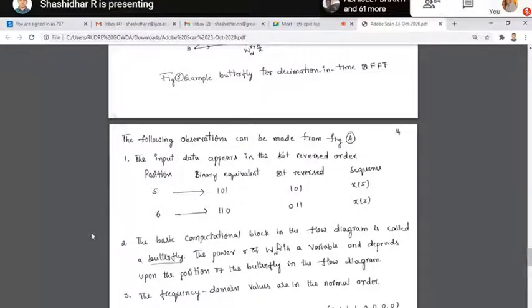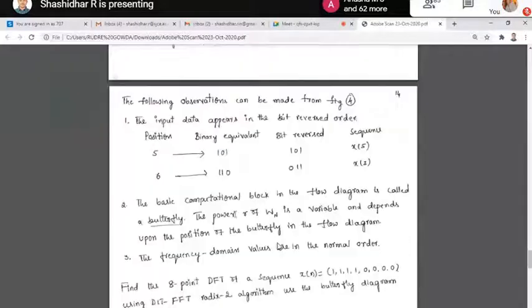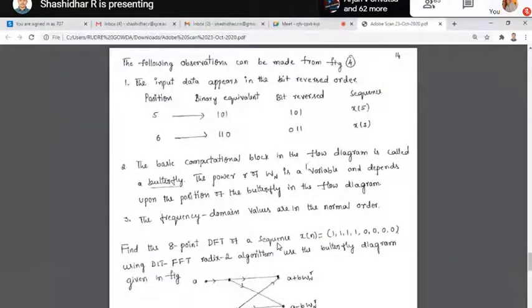So the first point is that the input data appears in the bit reversed order. I took positions 5 and 6 as examples. The binary equivalent of 5 is 101, and the bit reversed is 101, so the sequence is x of 5. Position 6 is 110, and the bit reversed is 011, which is x of 3. The basic computational block in the flow diagram is called a butterfly.